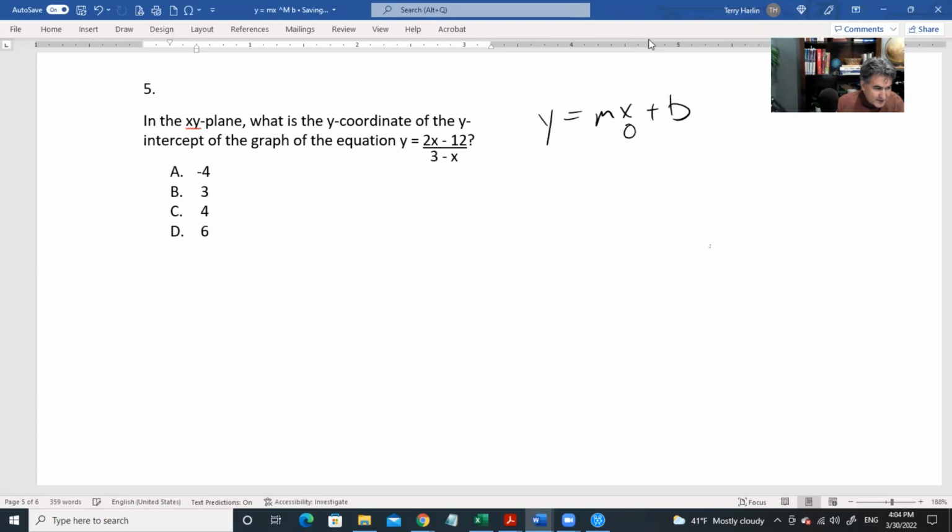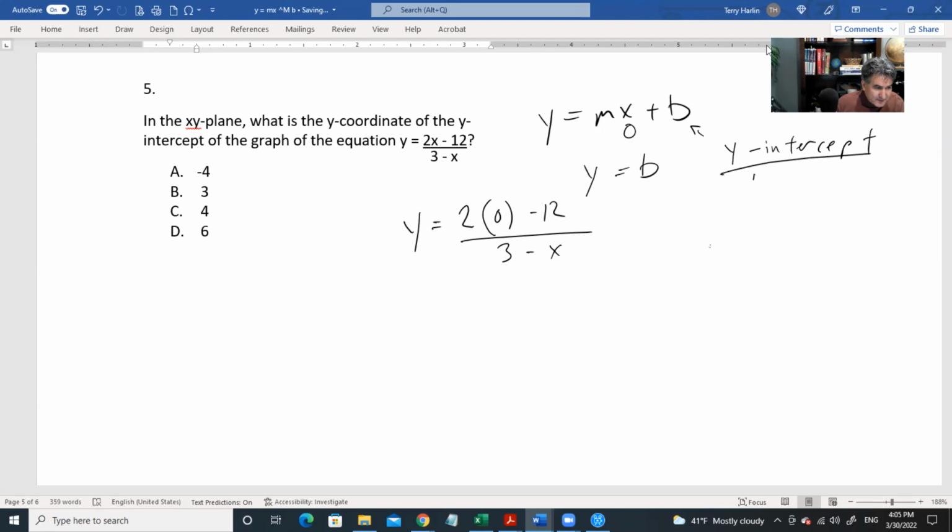Y-intercept means that 0 is going to be our value for x, so that y equals b. Therefore, if we're looking for the y-intercept, we want to set x equal to 0, regardless of if there's a plus or minus or anything after this. So y-intercept simply means that it is the y coordinate whenever x is 0.